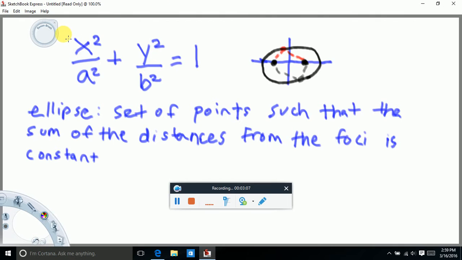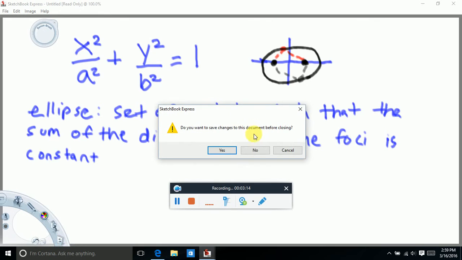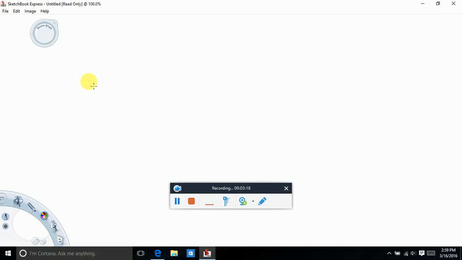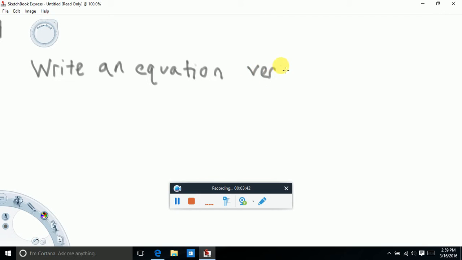So now let's work a few examples. So write an equation of an ellipse in standard form that has a vertex at 0, 5, and a co-vertex at 2, 0.